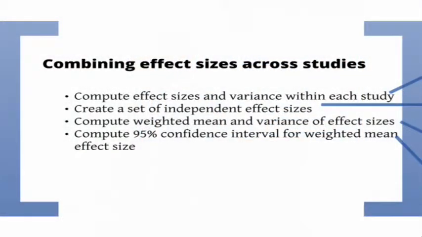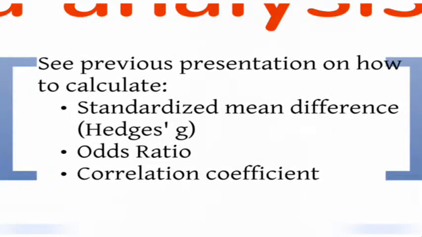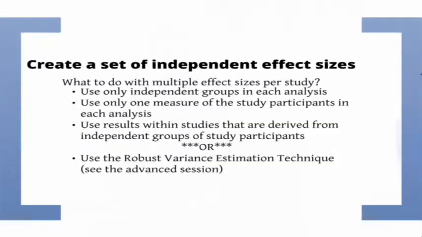Okay, so a few steps to combining effect sizes across studies. So, of course, we're going to compute the effect size and the variance within each study. Then we create a set of independent effect sizes. And then we get to the fun part where we compute that weighted mean and variance of the effect size, and then we're going to compute that 95% confidence interval and conduct the z-test associated with the effect size. Okay, so of course see David Wilson's presentation on how to calculate these things. We won't talk about the effect size since he talked about that a little bit.